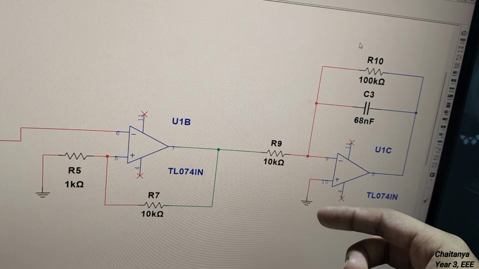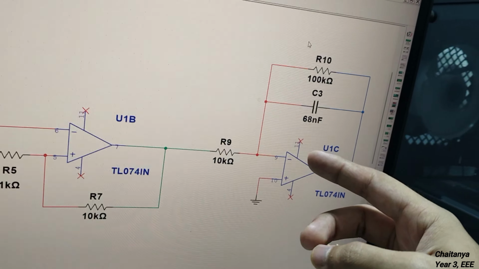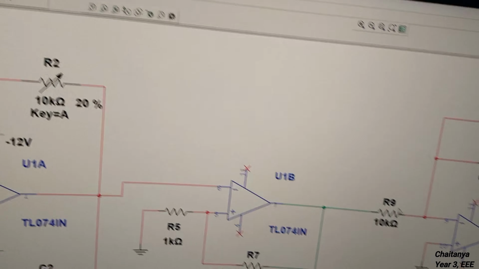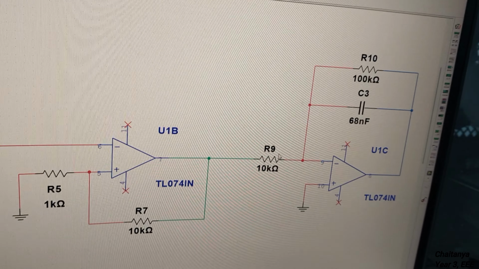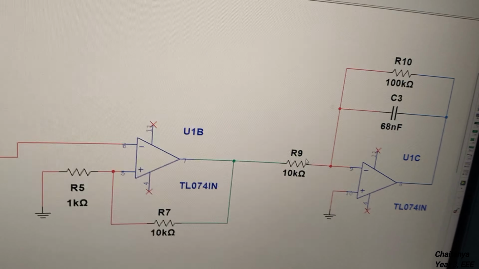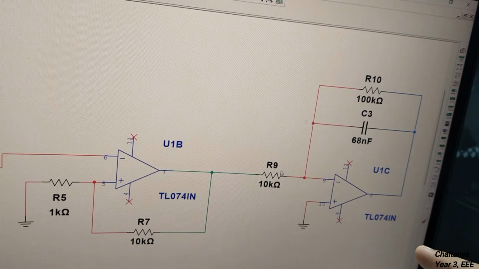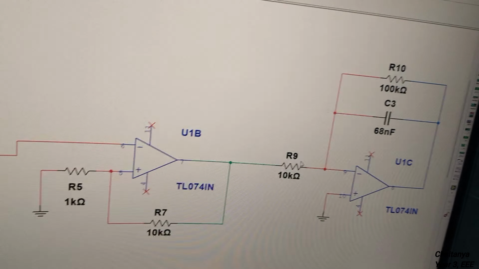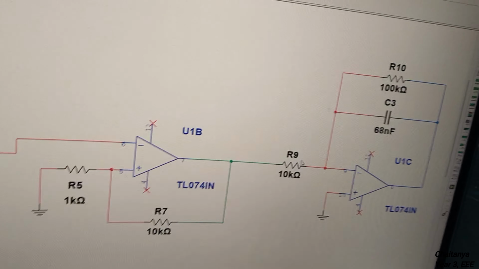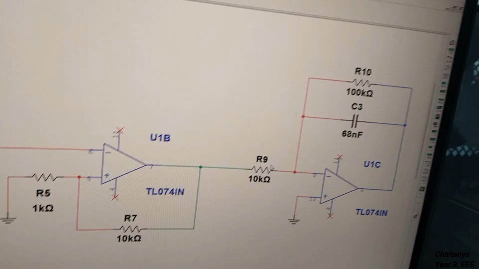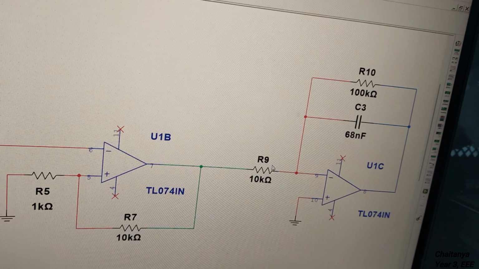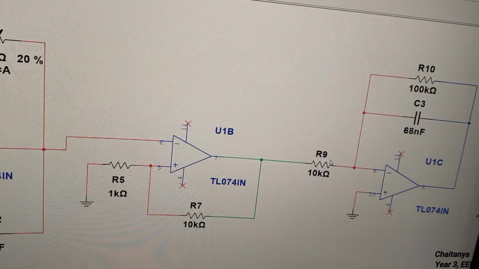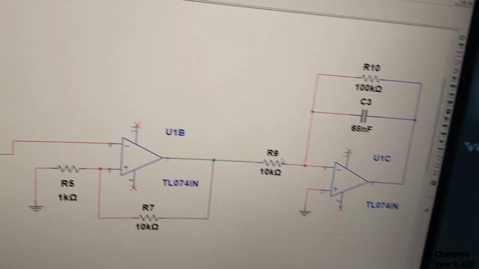So for the inverting input, we give 10k and 68 nanofarad, and this I calculated again. The integrator works just as its name says: it basically integrates whatever waveform you give it. Since it's in the inverting configuration, the formula is minus 1 by RC times the integral of whatever input voltage you give. That RC value you need to decide according to the square wave you have, basically one half period of that.